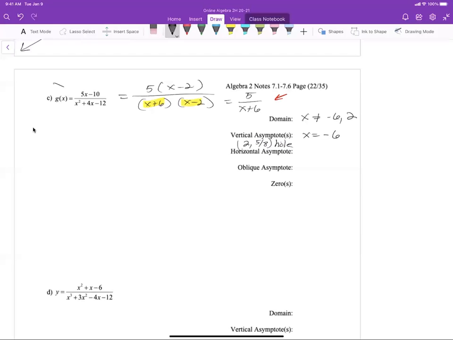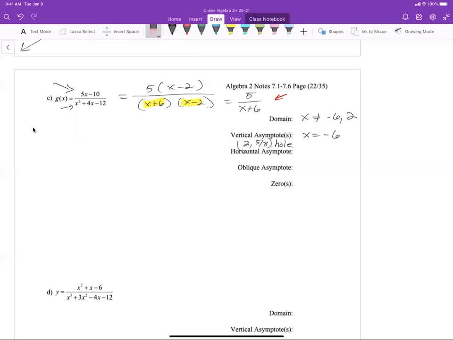You could have also gone over here and done that. When x is -6, 5 times -6 is -30, minus 10 is -40. And then on the bottom, I would have gotten 0. So once again, I have a number other than 0 in my numerator, and I have a divide by 0 in my denominator. So I definitely have a vertical asymptote there.